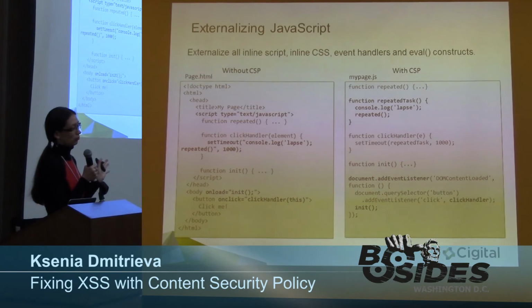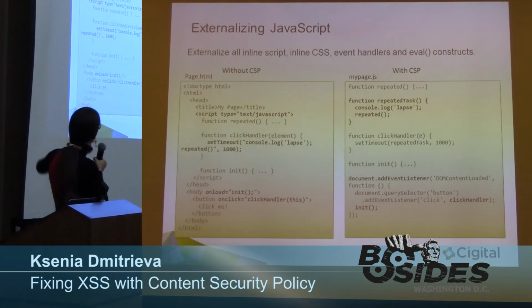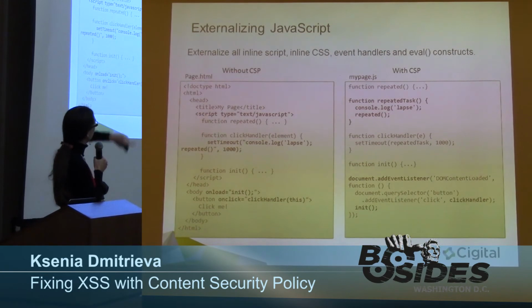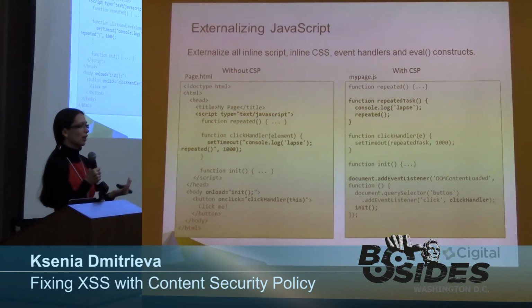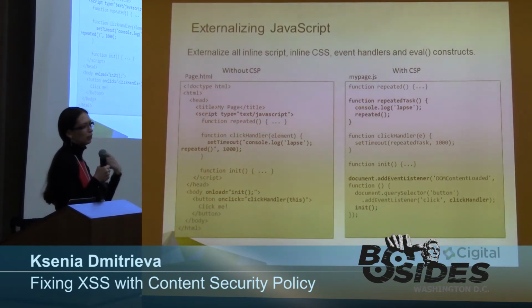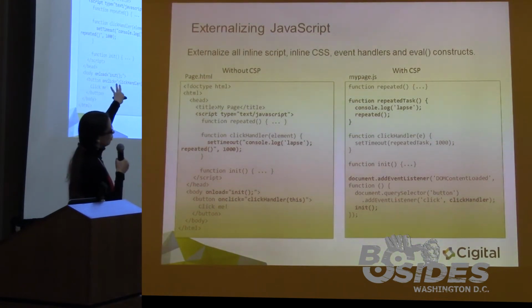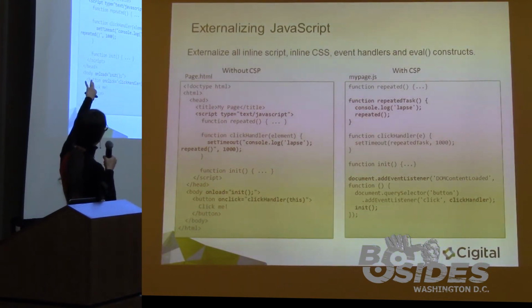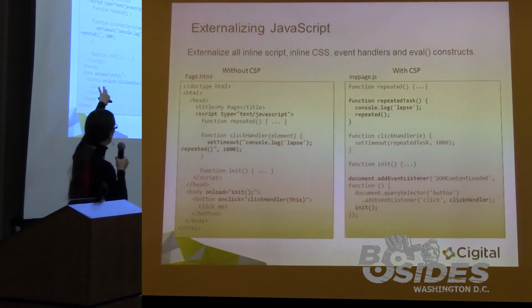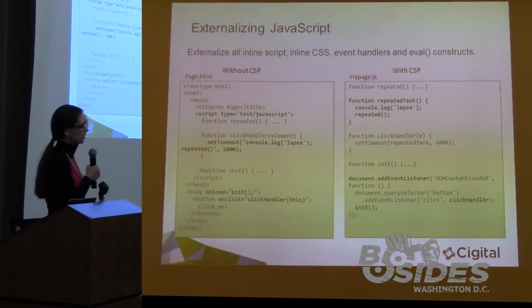We create a separate JavaScript file, and we move our functions there. Notice that we have a click handler function with setTimeout, which has some code in double quotes. So setTimeout is actually one of the eval constructs, so it's using eval behind the scenes. It's going to evaluate that console.log, logging something, and then calling the function repeated after the time has come, right? When the timer fires. So that's not going to work anymore.